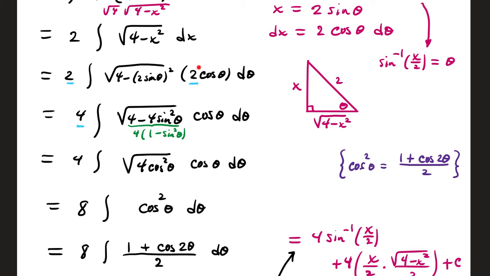The 2 from 2 cosine theta, I'm going to marry it with the 2 out front. That gives us a total of 4. Cosine theta d theta, let's follow that down. The square root of this term is 2 cosine theta, times this cosine theta gives us 2 cosine squared theta. The 2 from the radical coupled with the 4 out front gives us this 8.